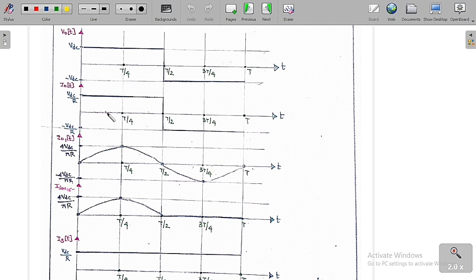Here it's a pure resistive load, so the waveforms of the output voltage and the output current are the same. From 0 to T by 2 the output current is the output voltage by R, which is plus VDC by R, whereas from T by 2 to T the output current is output voltage by R, which is minus VDC by R. So this is the graph of V0 and I0.